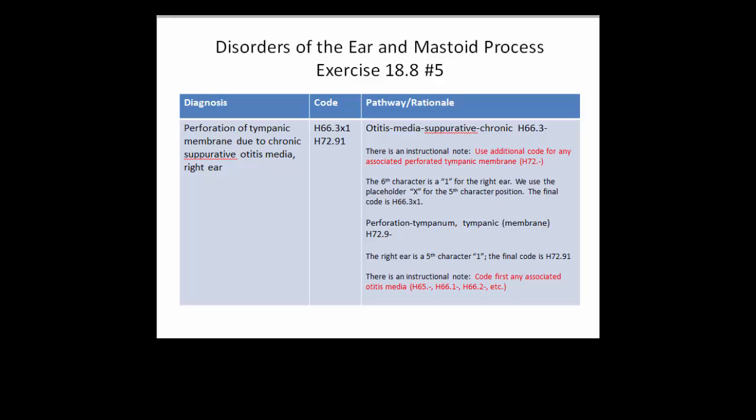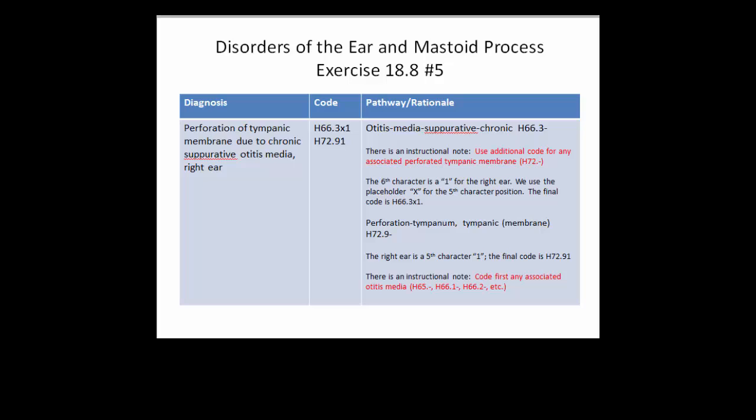Okay, let's look at one of the exercises that has to do with the ear, which is Chapter 8 in our Coding Handbook. Perforation of tympanic membrane due to chronic suppurative otitis media, right ear. And you just go through, sometimes you don't put the terms in this order that I've showed you in the pathway, so then you'll try another way. Eventually you figure it out, and you get to this pathway, otitis media, suppurative, chronic, H66.3, and there is an instructional note with H66.3. Use additional code for any associated perforated tympanic membrane, H72.